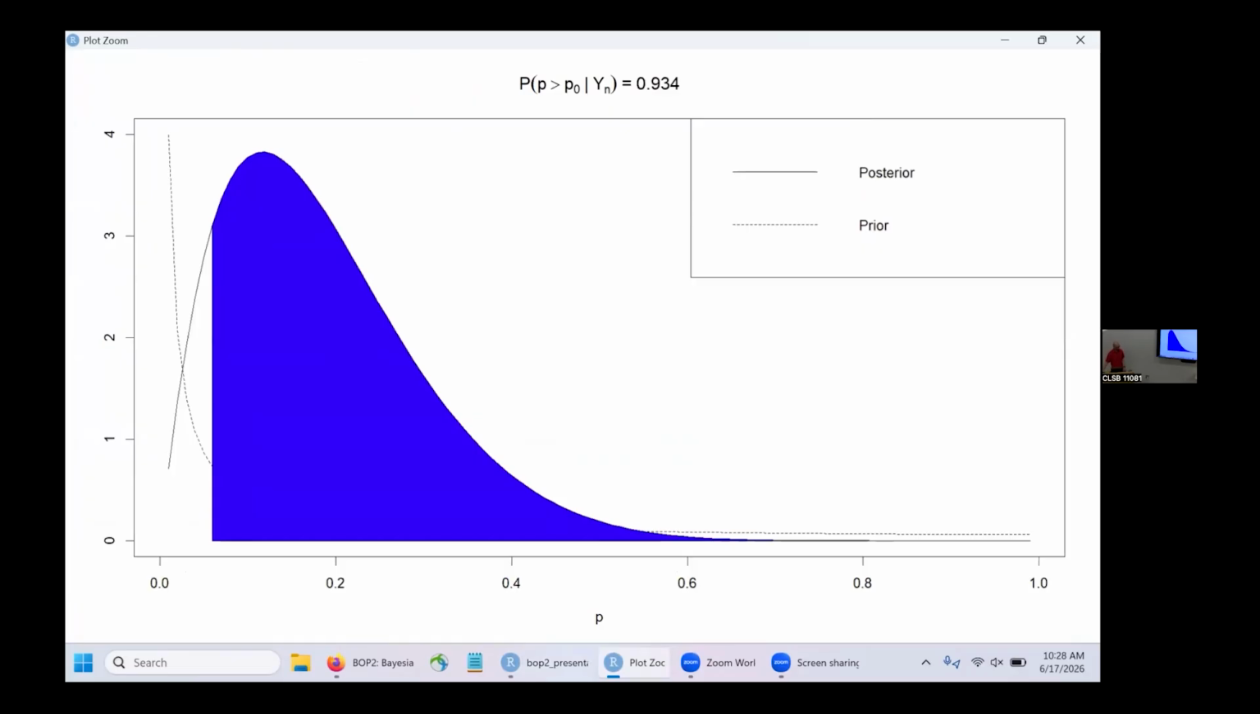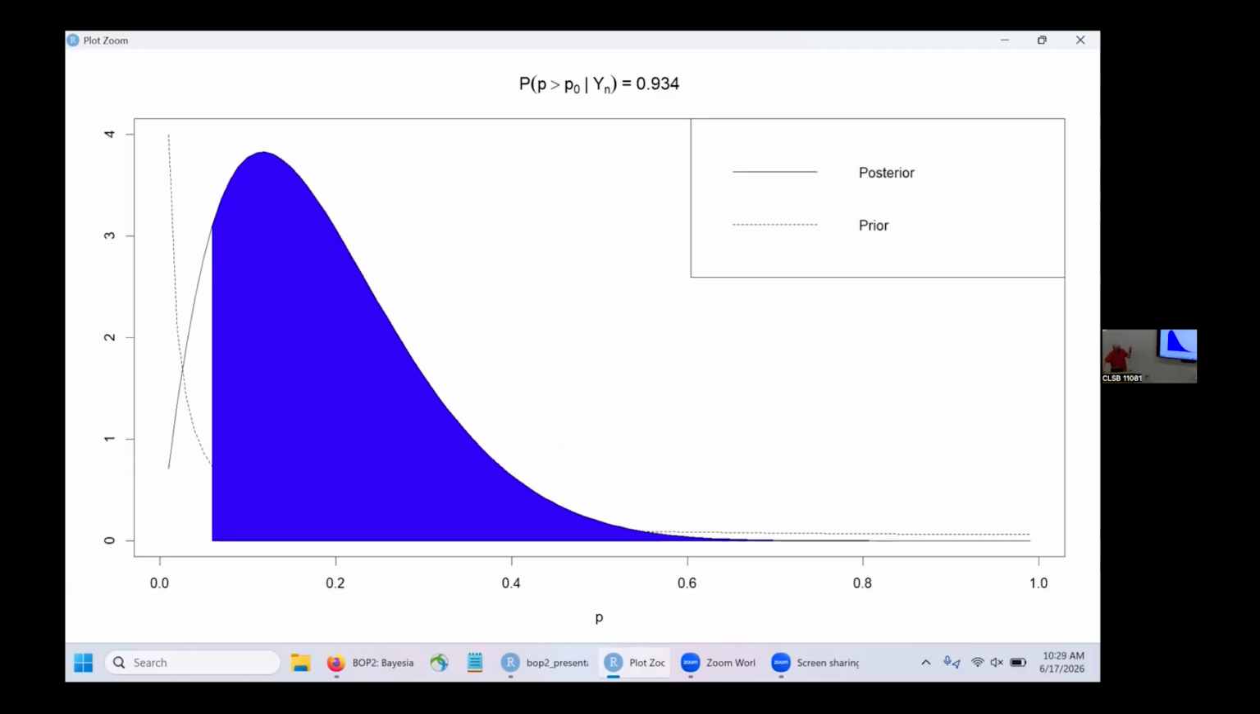Okay, it's a little hard to see, but the dashed line is the prior. So effective sample size of 1, and then we put the mean at 0.05. So it's very right skewed because the null hypothesis value is so small. The solid line is our posterior based on the data that Biao collected. And then I've shaded under the posterior the area to the right of the null hypothesis value, which again was 0.05.